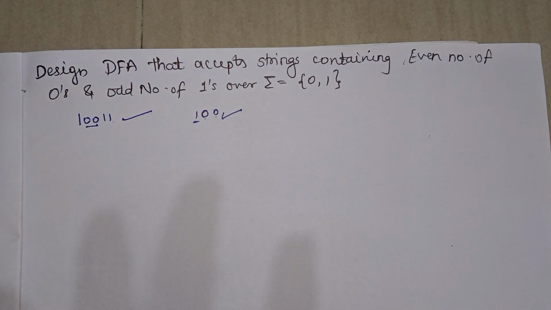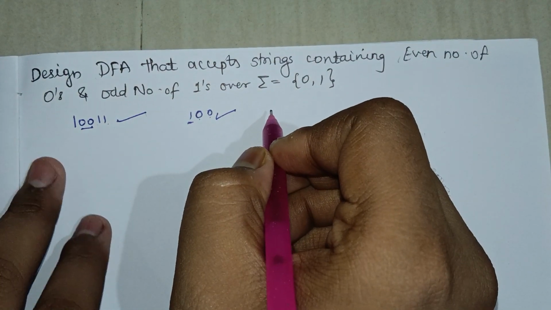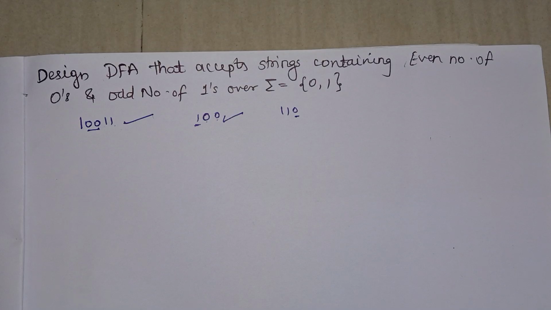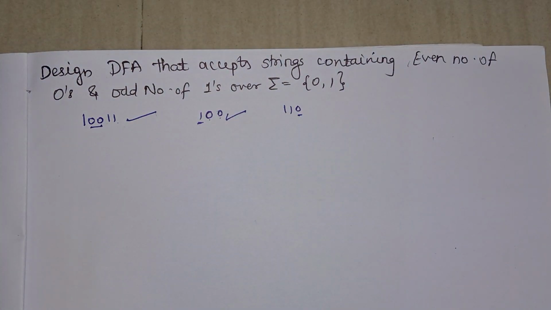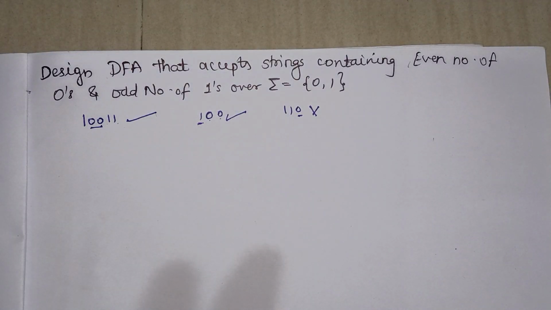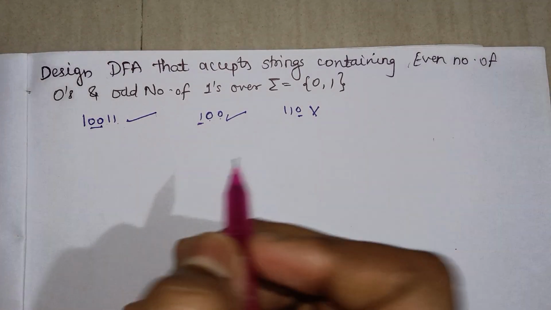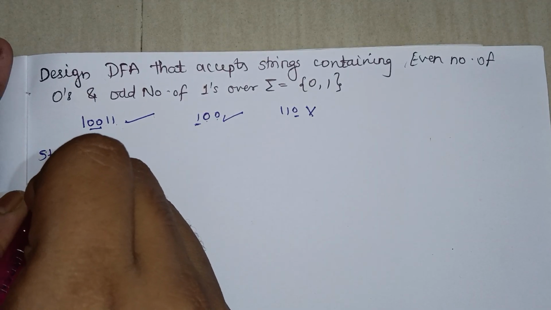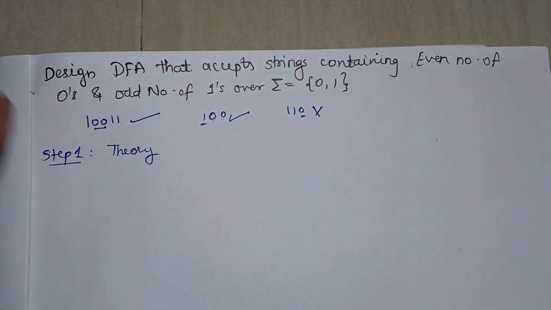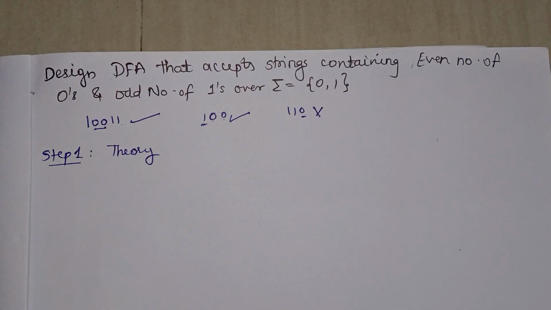Which type of strings will not get accepted? 1 1 0. Let's see. 0 is coming one time, meaning odd times, and 1 is coming two times, meaning even times, so this string will not get accepted. So let's start solving. Step 1 is the same as the theory, in which you have to define the DFA, its mathematical function. You have to explain the mathematical function.